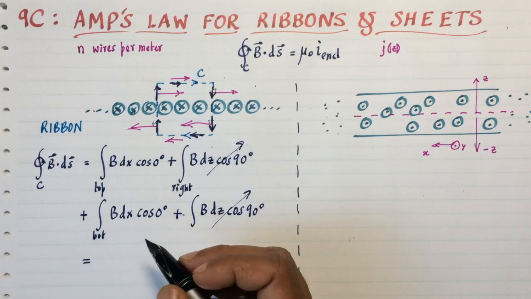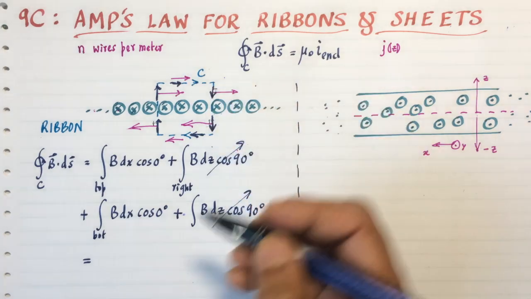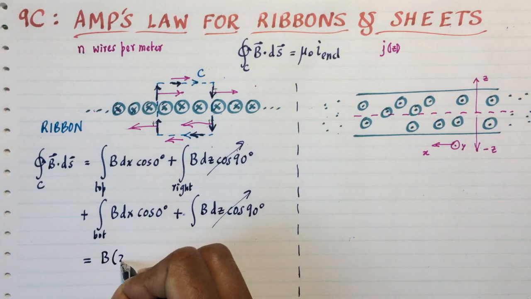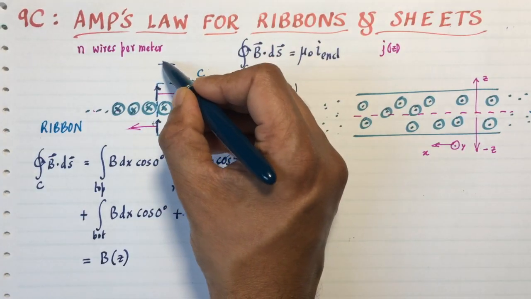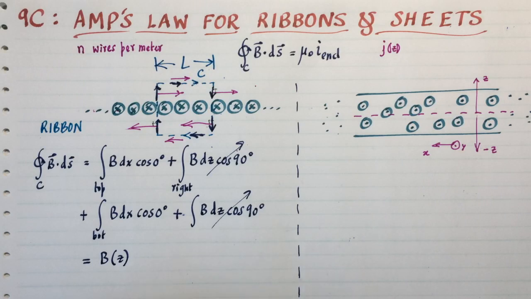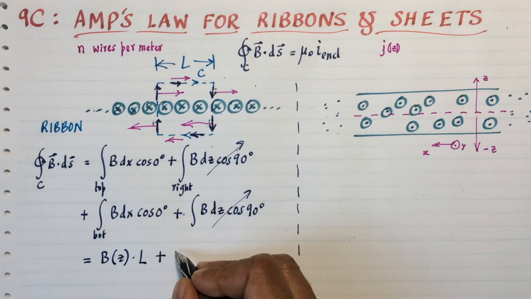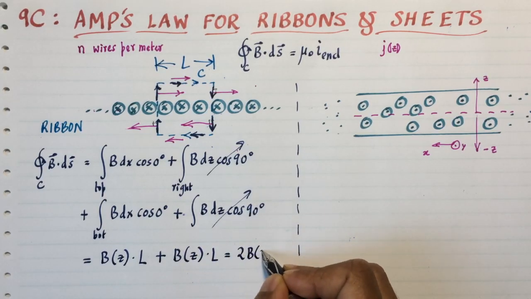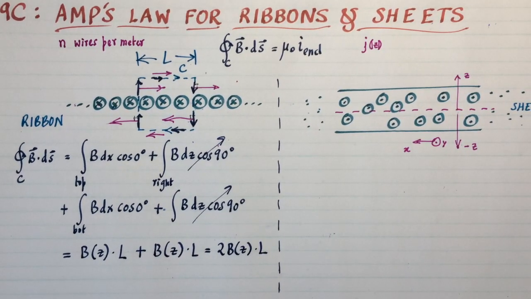Now by symmetry, because I have taken the z value of the loop to be the same above and below, the magnetic field is going to be the same, even if it depends on z. So let's write this as B of z times the integral of dx. Now the integral of dx is just the length of the loop that we chose to have. So let's put a length to that loop, L. And I'll have another term that looks exactly like that. So it's just 2B(z) times L. And that's the left hand side of the ribbon cable.